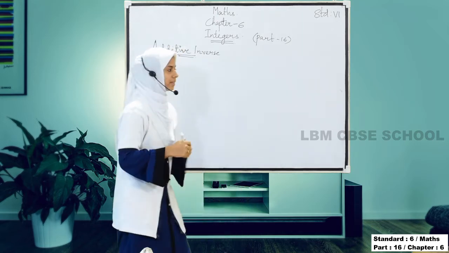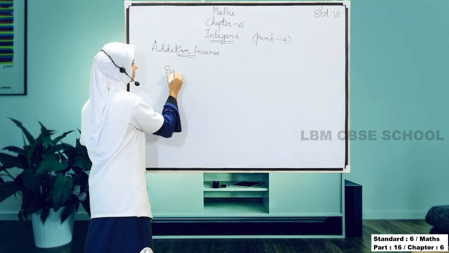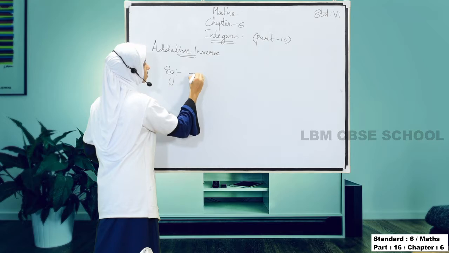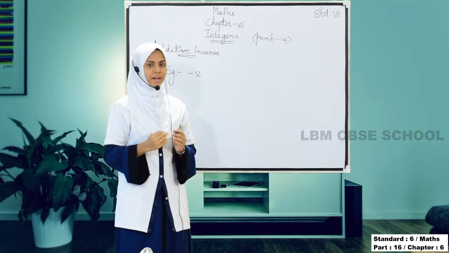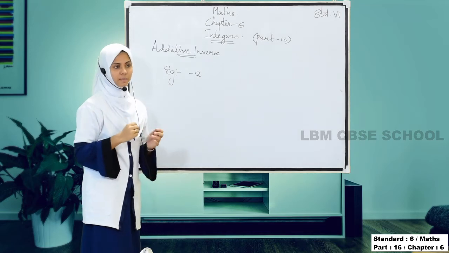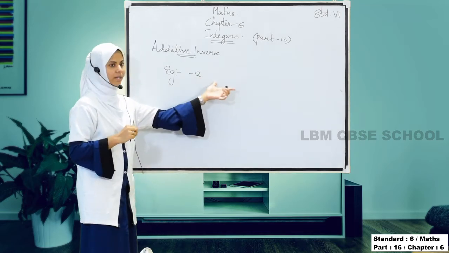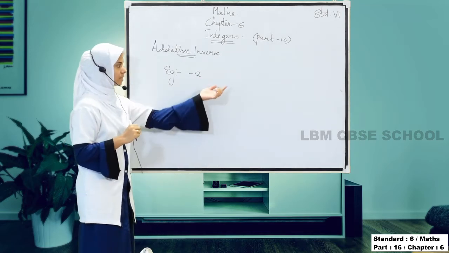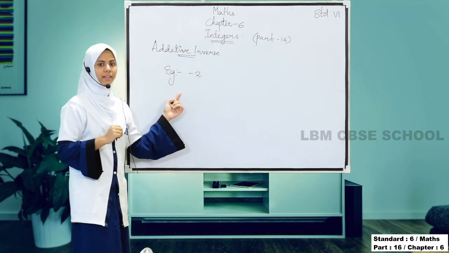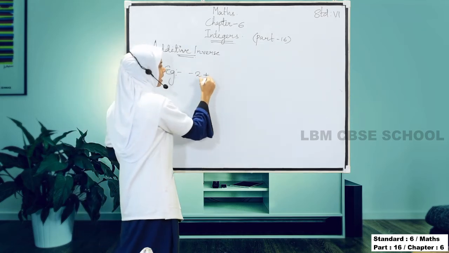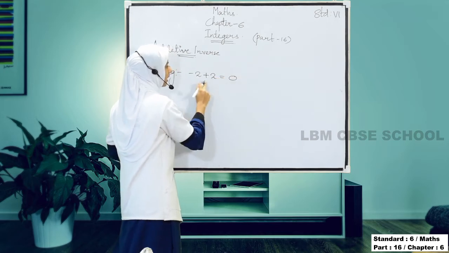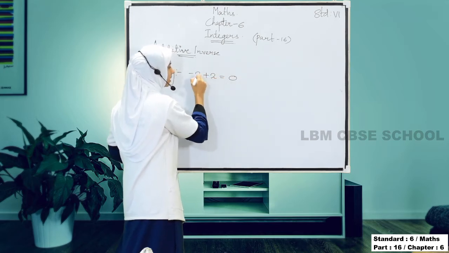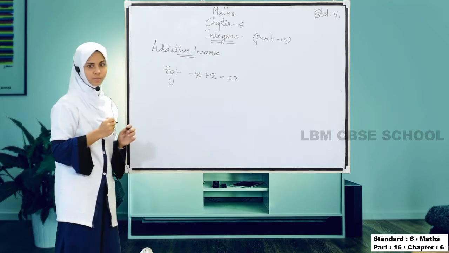So for example, I am taking -2. Which number should we add to -2 to get the sum 0? We have to add -2 with 2, then we will get the answer 0. Then that 2 is called the additive inverse of -2, isn't it?